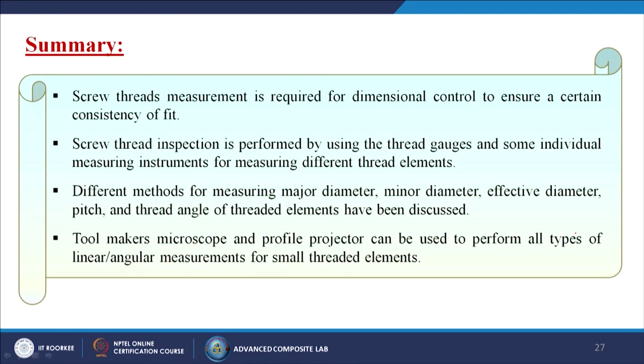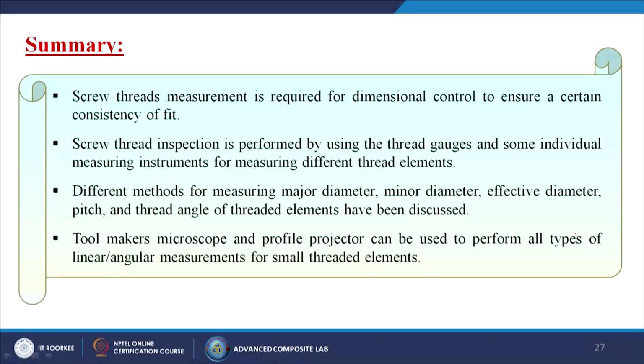Now, we have come to the last slide of this particular lecture. So, in summary we can say that screw thread measurement is required for dimensional control to ensure consistency of fit. If it is not tightly packed, after a certain time it will give you some kind of vibrations and after that there will be a break. Screw thread inspection is performed by using thread gauges and some individual measuring instruments for measuring different thread elements. Already we have discussed this in this particular lecture.